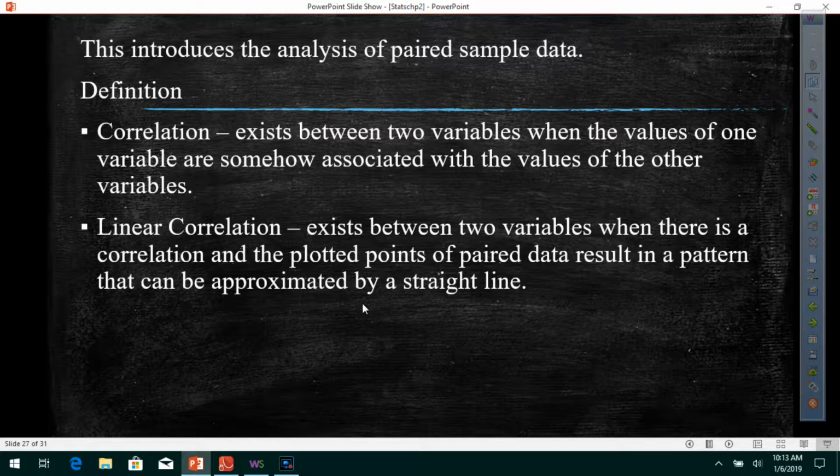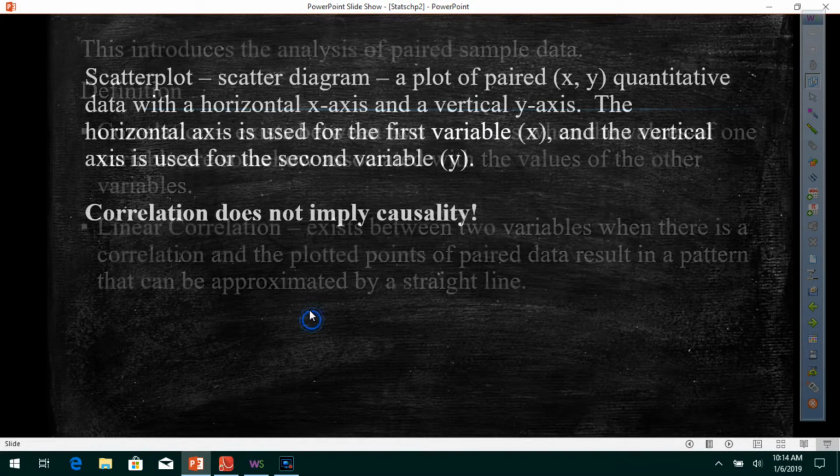Let's start off with a few terms, make sure we're all on the same page. Correlation exists between two variables when the values of one variable are somehow associated with the values of the other variable. Linear correlation exists between two variables when there is a correlation and the plotted points of paired data result in a pattern that can be approximated by a straight line. And I'll show you more on that in just a second.